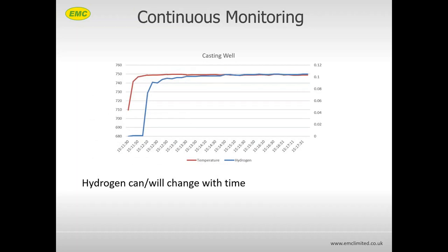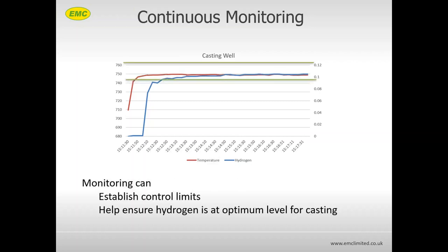I've seen this graph before, but it's the continuous monitoring in a casting well. Hydrogen can and will change with time, with changing weather conditions, atmospheric conditions. But being able to monitor continuously like that enables you to establish control limits, set upper and lower limits, to help ensure that you keep your hydrogen level within those limits at an optimum level for your particular casting.